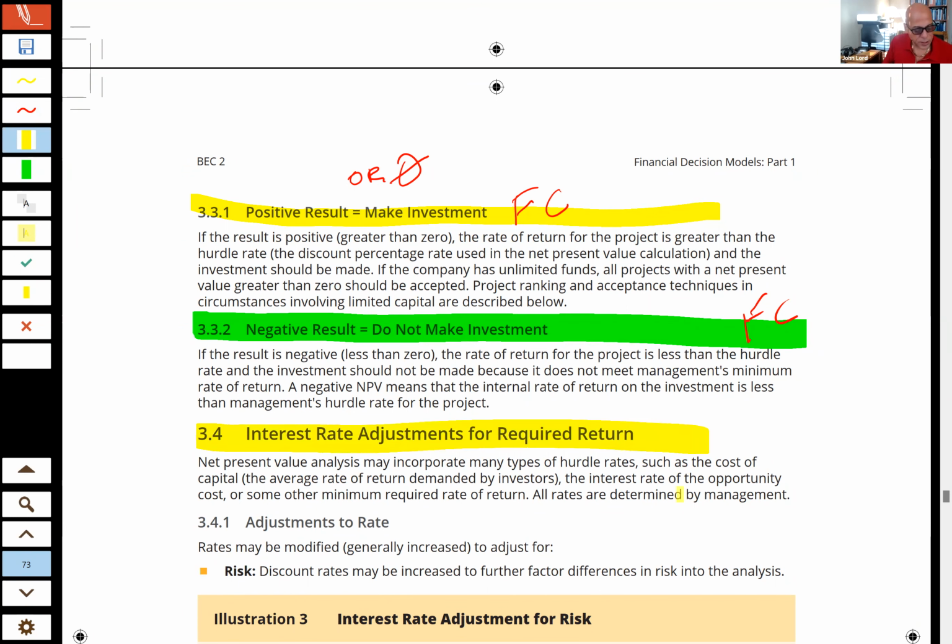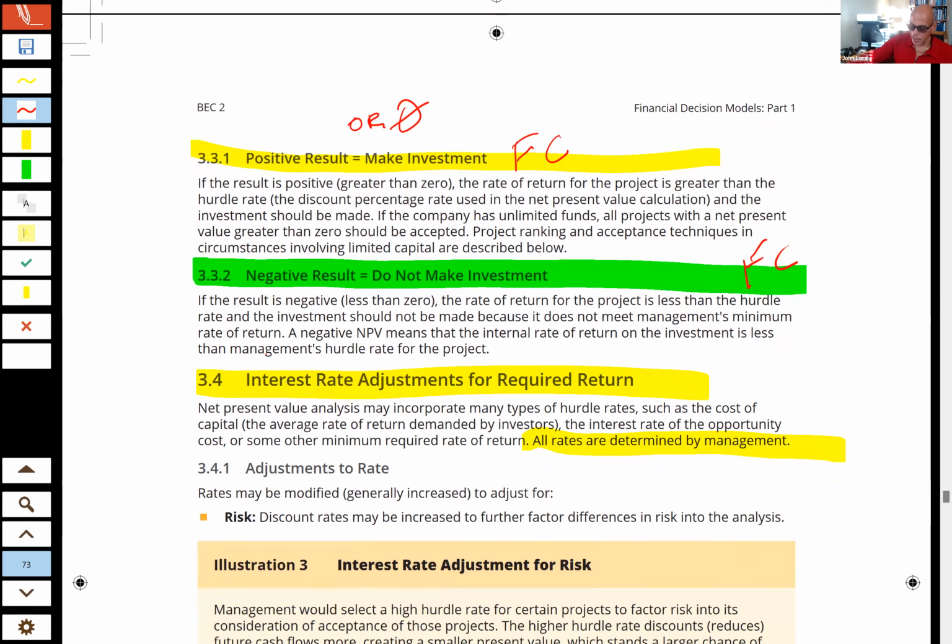So we need to use an interest rate, okay? And they say all rates are determined by management. For example, we talked last time about how to calculate the weighted average cost of capital. Well, that weighted average cost of capital might be the rate that we then will use to evaluate projects, right? And that would be the interest rate, or the discount rate, I guess is a better way to put it, that we would be using here to make these net present value calculations, okay?